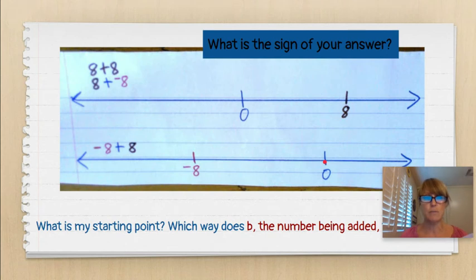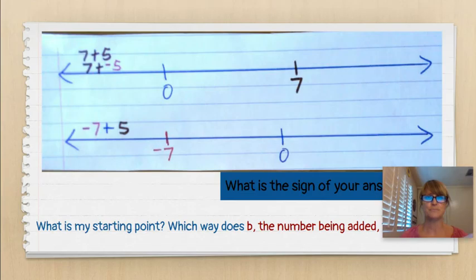So again, you want to think about, what's my starting point? Your starting point is the first number in your number sentence. In these two, it was 8. In this one, it's negative 8. And the second thing you want to think about is, which way does my second number tell me to travel on the number line? If it's a positive, it tells you to travel to the right. And if it's negative, it tells you to travel to the left.